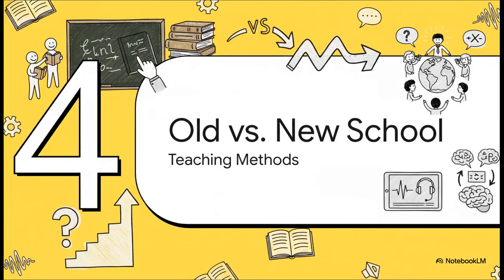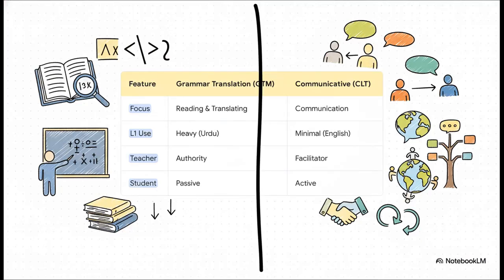So with everything we now know about SLA, how does the way we're actually taught affect our learning? Let's compare the two big teaching methods you've likely experienced in school. Think of it as old school versus new school. On one side, we have the grammar translation method, GTM. This is probably familiar. Memorizing rules, translating from Urdu to English. The teacher is the authority.